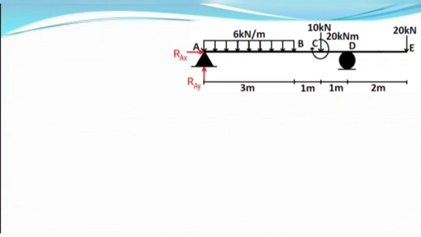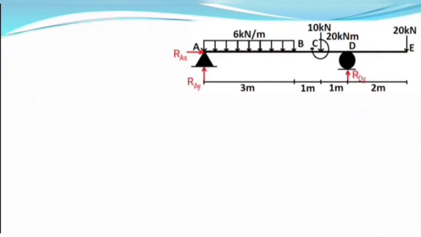And what does a roller support do? A roller support resists motion only along vertical direction and does not resist the horizontal motion and rotating motion. So the only reaction developed at roller support is along vertical direction. Let's say Rdy be the vertical reaction force at point D.